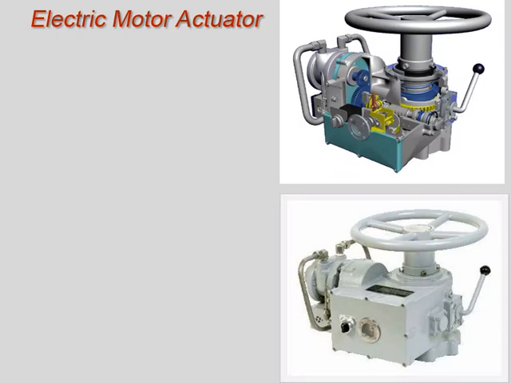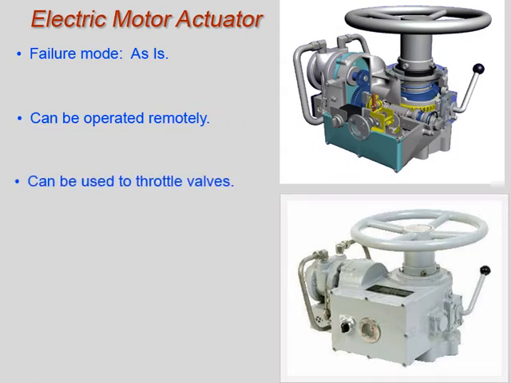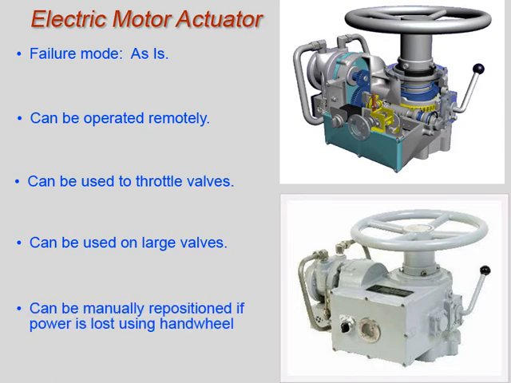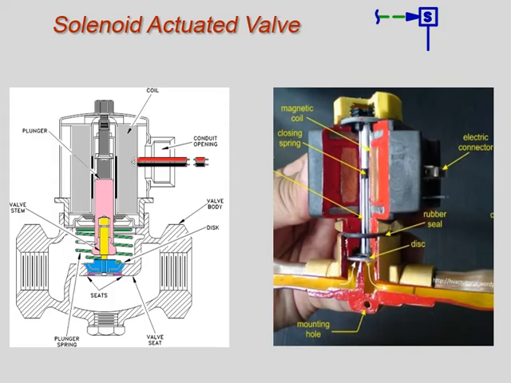For the electric motor actuator, failure mode is as is. It can be operated remotely, can be used to throttle valves, and can be used on large valves. If power is lost, it can be manually repositioned using a hand wheel if available. Solenoid actuators provide automatic, two-position, open or closed, valve control.